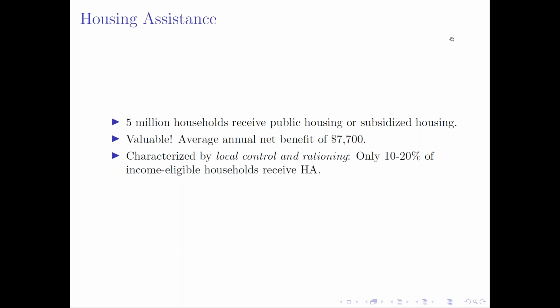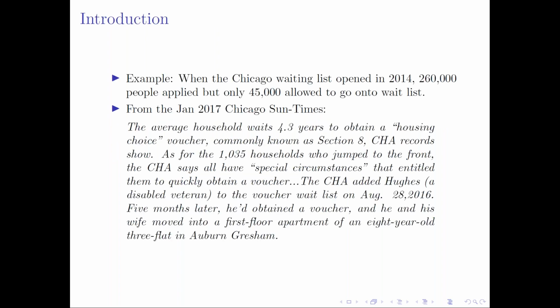Next, please. As a nice anecdote of how this can work, here in Chicago, when the waiting list for Section 8 housing vouchers was opened in 2014, the Chicago Housing Authority received 260,000 applications, which is fully a quarter of the population of Chicago, essentially. A ton of applications flooded in, and even among people who wanted this assistance, only about 45,000, or say 20%, were even eligible to get on the waiting list or chosen to go on the waiting list.